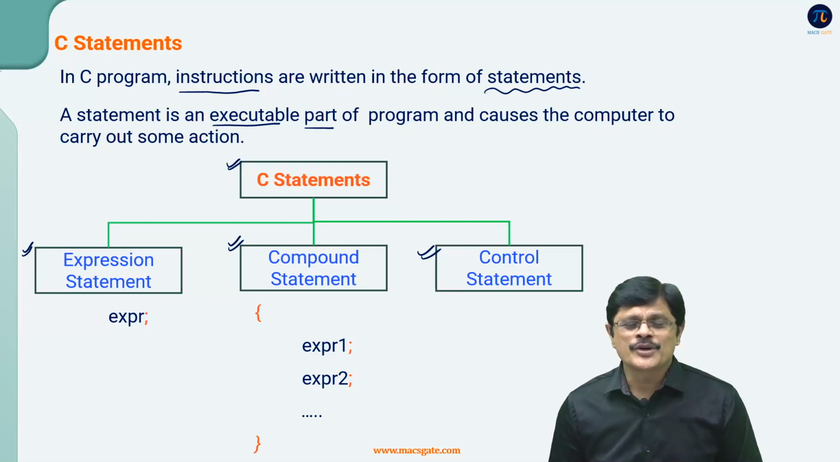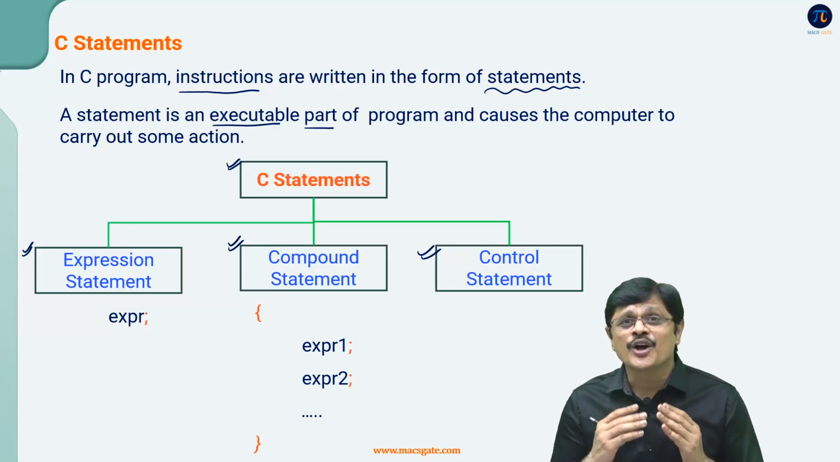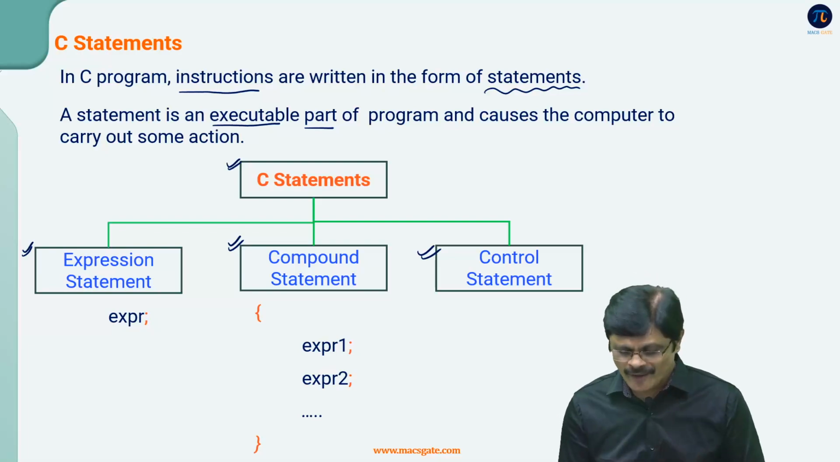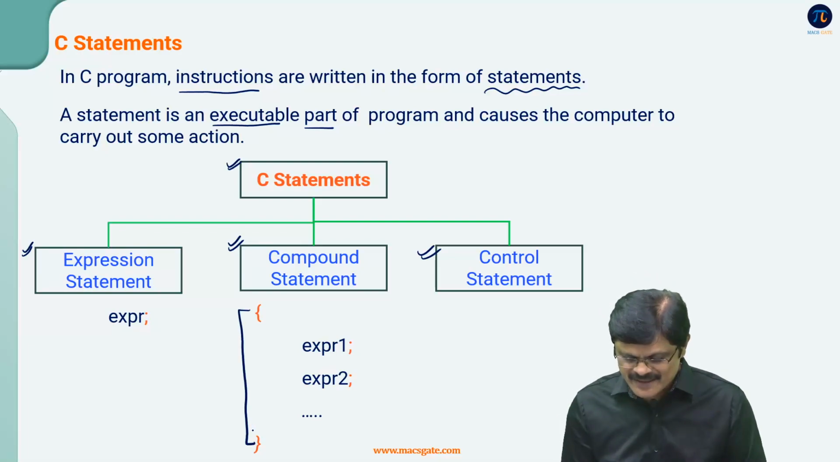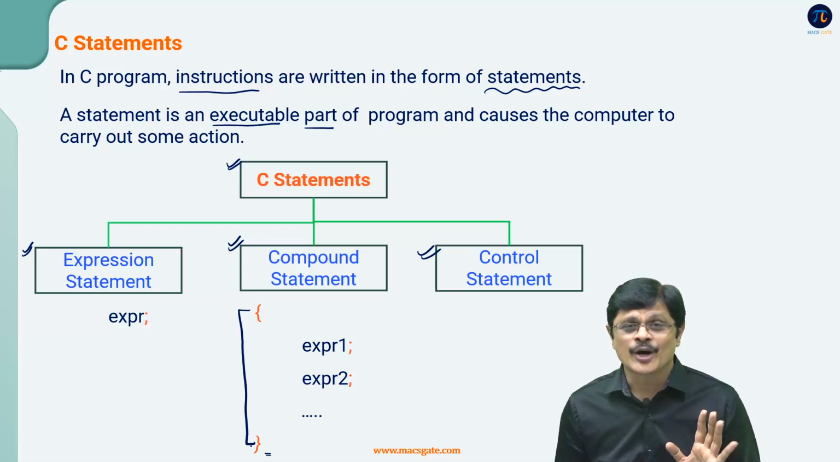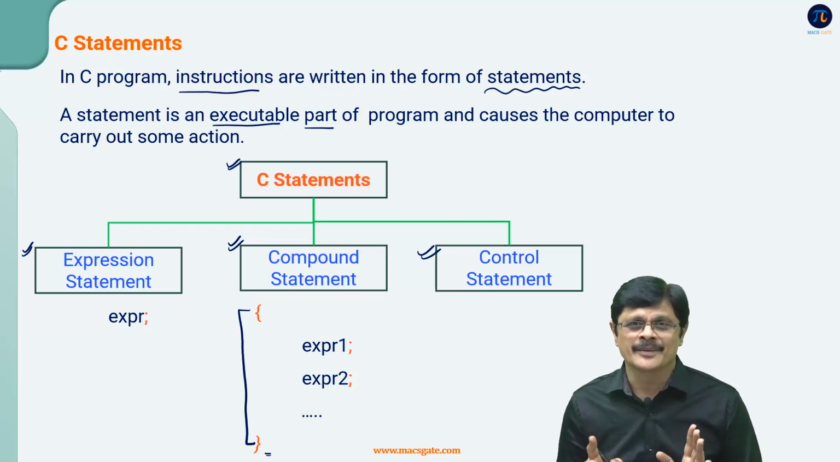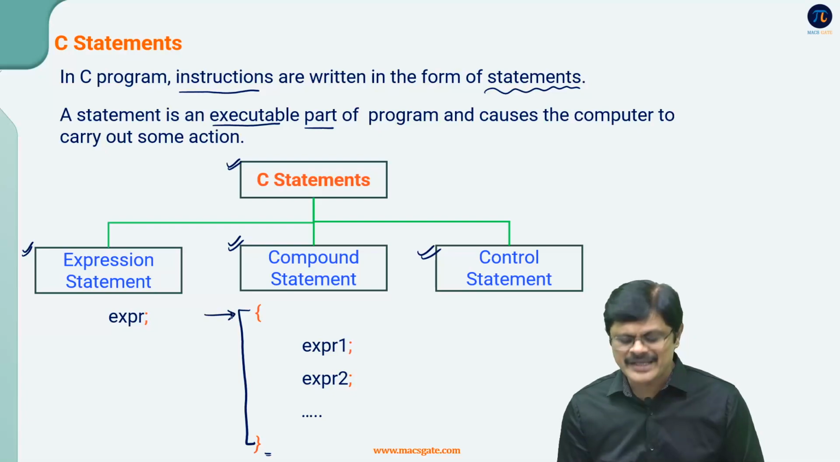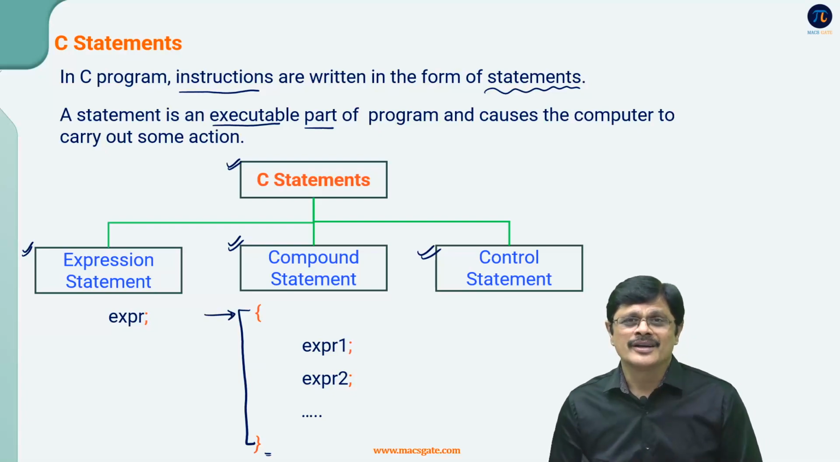Now, in a compound statement, we have a collection of statements which are written within a block or within these curly braces. Remember, there is no semicolon after the curly braces or after the block, no semicolon. And whenever control reaches the block, the statements in the block are executed sequentially.